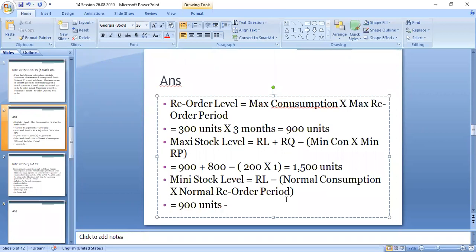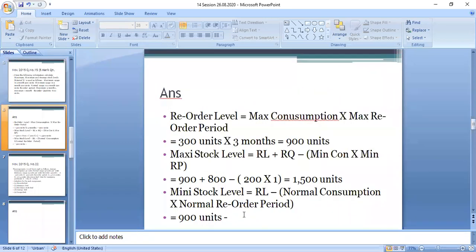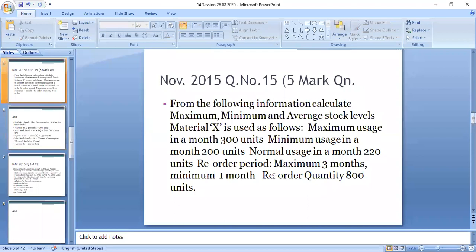You have to check with the problem. So here is a normal consumption. Normal usage is given, 200 units. That is the normal consumption, into normal reorder period. While we are checking the normal reorder period, in the previous case the normal reorder period is given, but in this case normal reorder period is not given. So we have to calculate normal period.